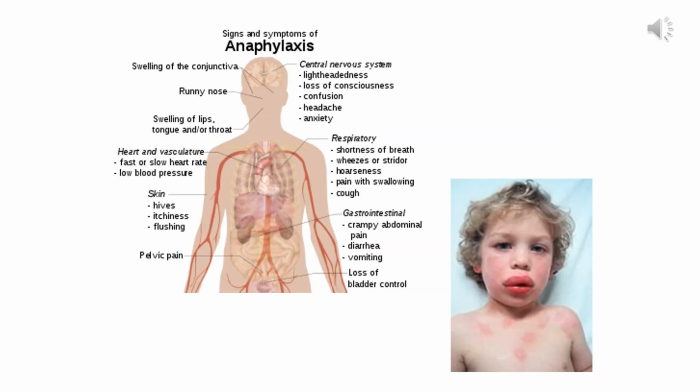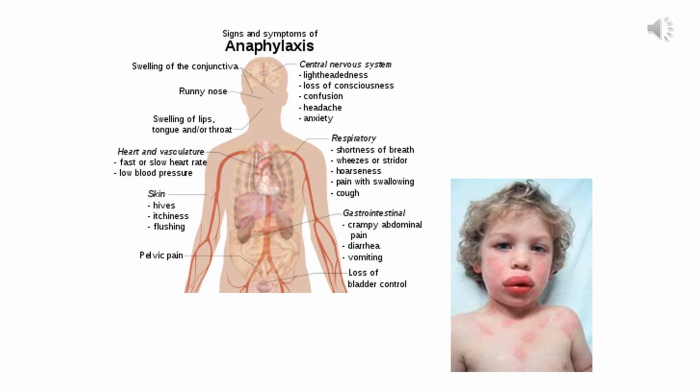So what are the signs and symptoms of anaphylaxis? We will see runny nose, swelling of the conjunctiva, central nervous system problems with loss of consciousness, confusion, headache, anxiety, swelling of the lips and tongue, swelling in the throat. This is one of the things that you want to look at from an anaphylaxis perspective. Instead of it being a perfusion problem, because we have this swelling, we have an airway and breathing problem. This needs to be dealt with very quickly.